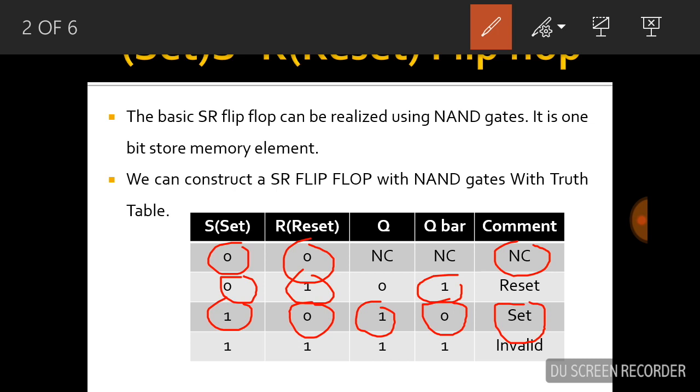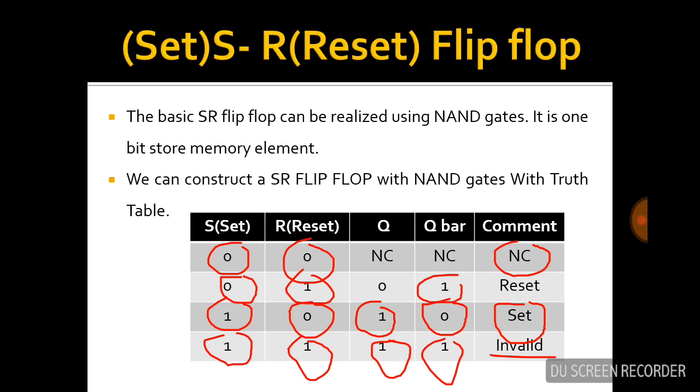If we provide both S and R inputs the same, meaning both 1, then Q and Q bar both become 1. This is called invalid, because in a flip-flop the outputs are always complementary. Complementary means if Q is equal to 1, then Q bar is equal to 0, and if Q is equal to 0, then Q bar is always 1. That's why this state is called the invalid state.